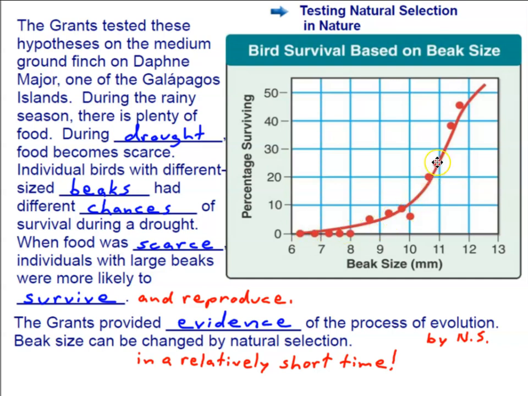So this is the change in beak sizes that they measured during a drought, and it was produced by natural selection, evolution by natural selection, and in a relatively short period of time. So this is some of the first evidence that was produced supporting Darwin's hypothesis that the finches on the Galapagos, all the different species, were produced by natural selection and evolution.